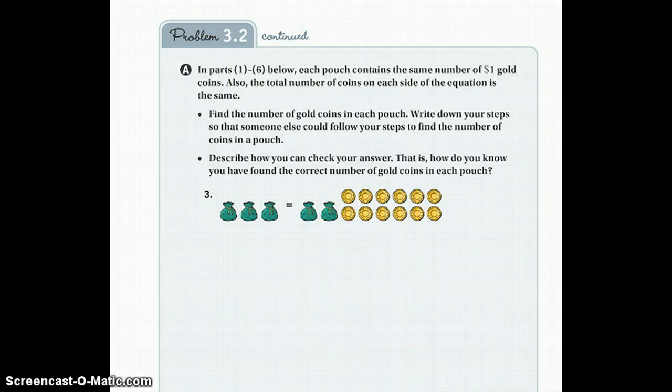Now this one's a little different. We actually have pouches on both sides of the equal sign. So we have 3 pouches equals 2 pouches and 12 coins. Well, now we don't have coins on each side, but we do have pouches on each side. So I know that the coins that could be in these pouches equal the coins in these pouches. So they kind of cancel each other out. So I know that each pouch contains 12 coins.